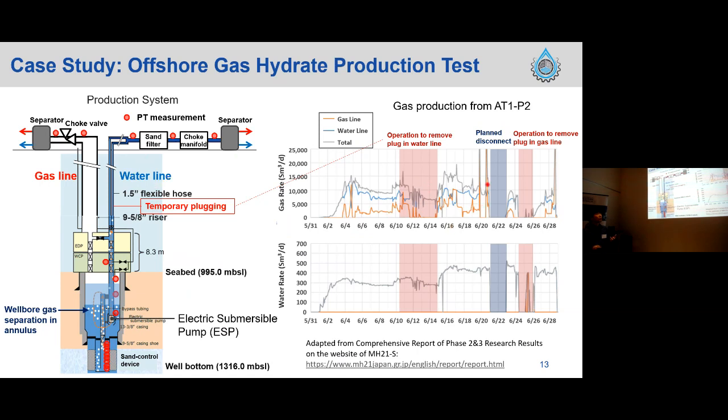After that, there was a period of plant disconnection due to bad weather. During this period, the gas production was temporarily stopped, and the production line was disconnected. After restart, the gas line was temporarily plugged, and there was another operation to remove the plug from the gas line. But I skipped the details of the plugging of the gas line because our interest is the water-dominant system.